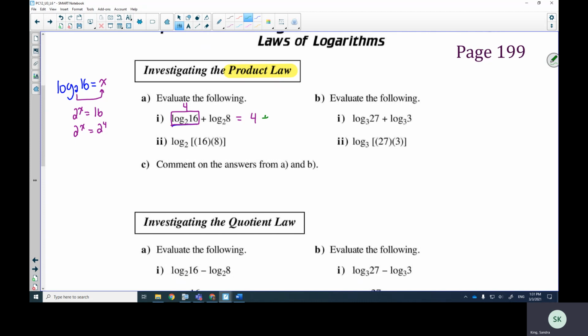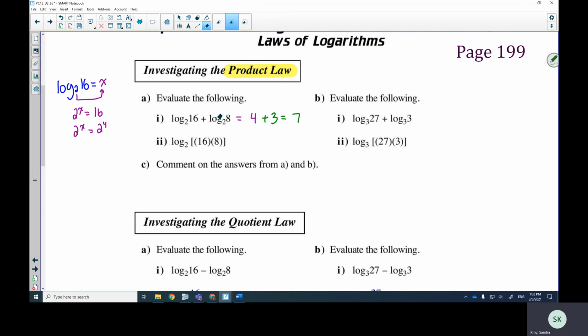Then we would have evaluated the next log, and let's just do this one in our heads. Log base 2 of 8 is what? Is 3. Yes, because 2 to the power of 3 gives you 8. The answer, when you add these 2 logs together, is going to be 7. So what happened is people, when they were starting to explore logs, said, okay, both of these logs have the same base. Is there some sort of law or rule that we could use to evaluate these as one log?